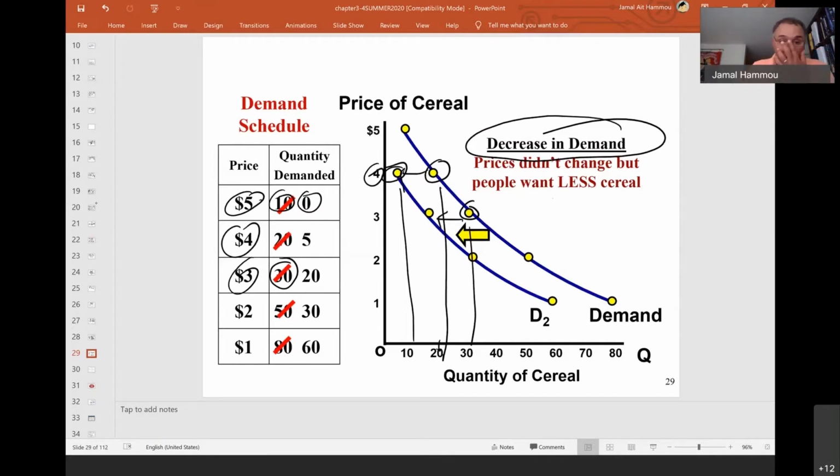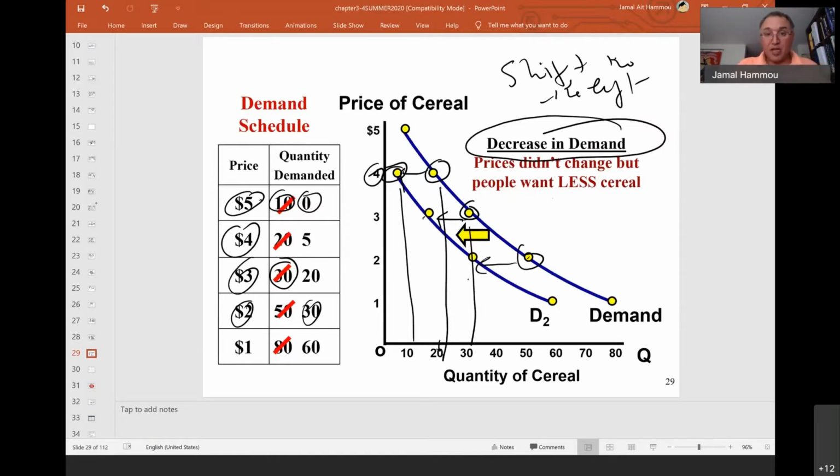At the price of 2, they used to buy 50. Now they are buying 30. So you can see at every price, people are buying less. So decrease of demand means shift to the left. It also means at every price, people are buying less.